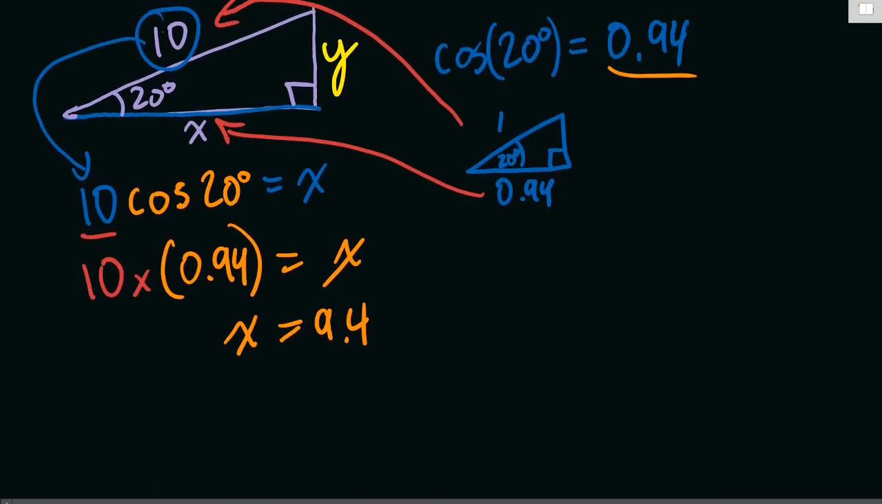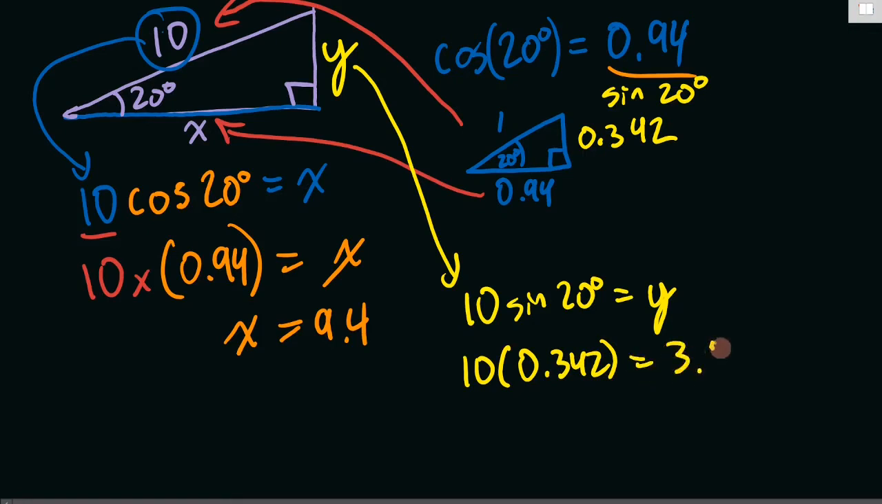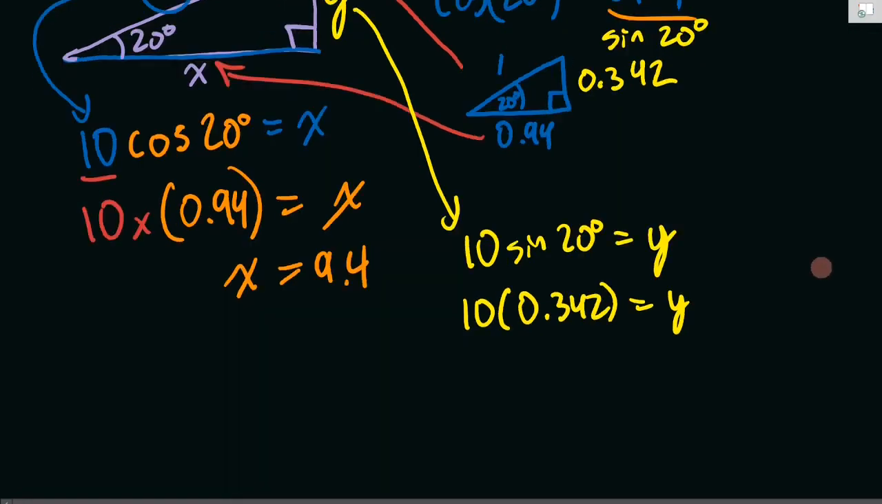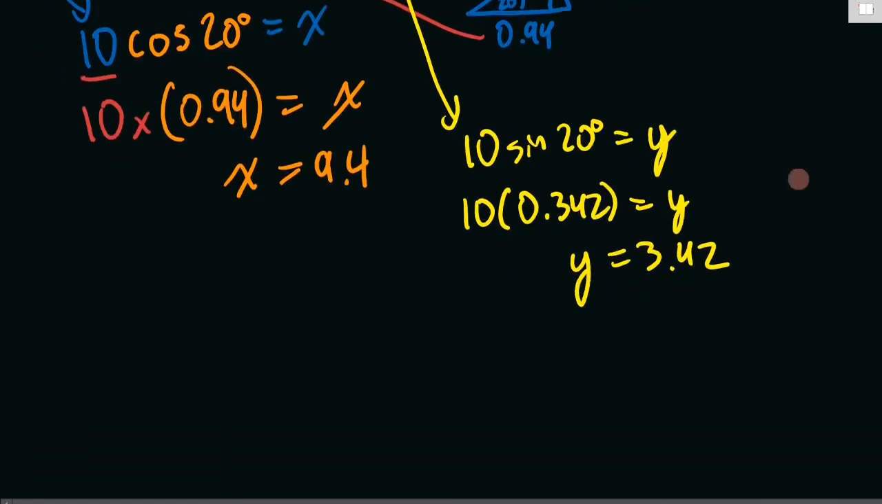That means that in this triangle, we need the sine of 20 degrees, and the sine of 20 degrees is 0.342. So what's the vertical component here? 10 times the sine of 20 degrees is our vertical component. This is 10 times 0.342, which is y. So y is 3.42. Isn't that cool? It's so cool.